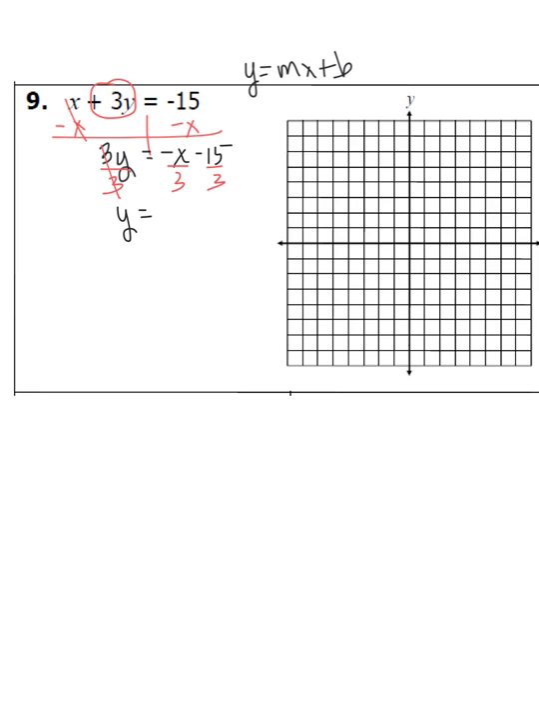So my coefficient is negative 1/3 x. So I get a slope of negative 1/3. And then negative 15 divided by 3 is negative 5. So my y-intercept is negative 5. And that's where we're going to start, with the y-intercept.